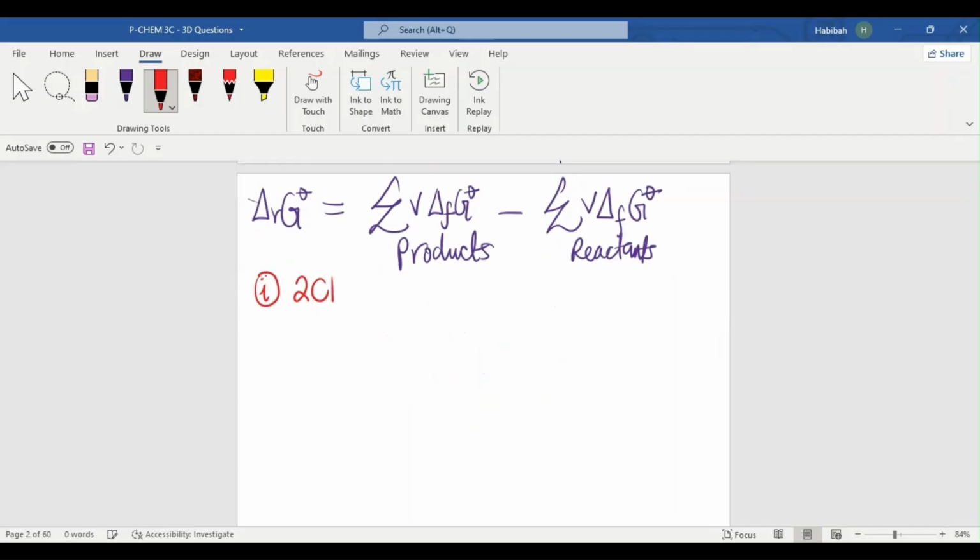We have 2CH3CHO, gas, plus O2 gas, and then you have 2CH3COOH, liquid. Now, I want to quickly mention something so no one is confused.